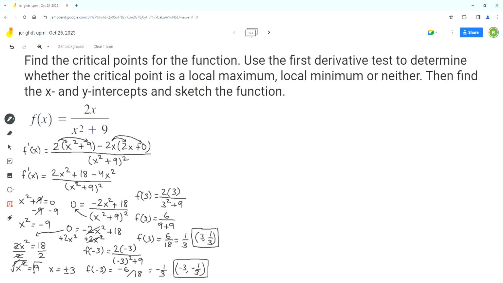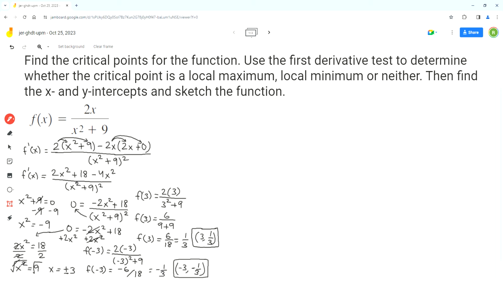So we are done with the first part of the problem, finding the critical points. Now we have to use the first derivative test to determine whether the critical point is a local maximum, local minimum, or neither. So for this, we'll have to use the number line method to find the sign of the derivative of this function on either side of the critical point.